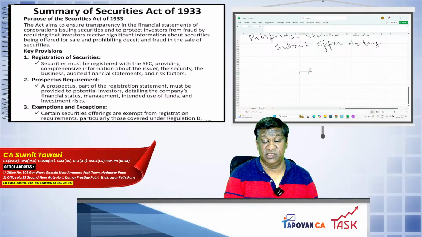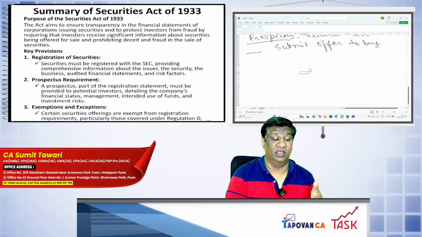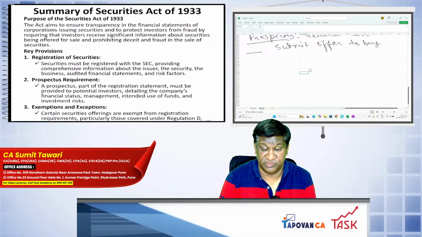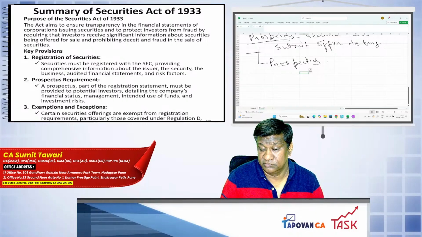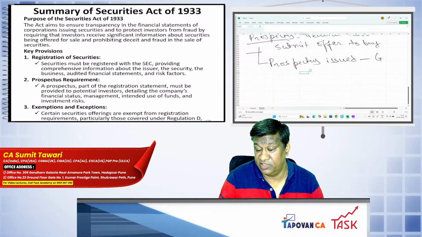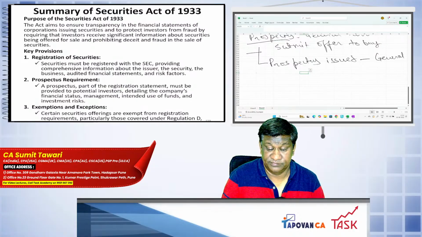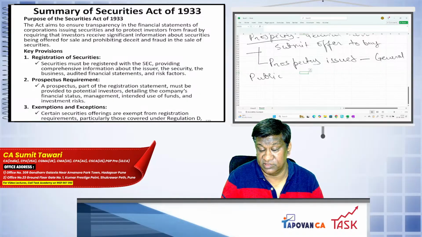Okay. The prospectus is basically a document which we float to the general public, so that they can get the information and they can submit their offer to buy. Okay, so that you need to keep in mind. Offer to buy means once the prospectus is issued, the general public can apply for the shares.